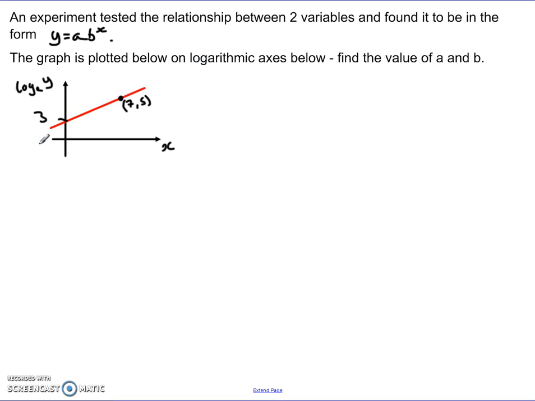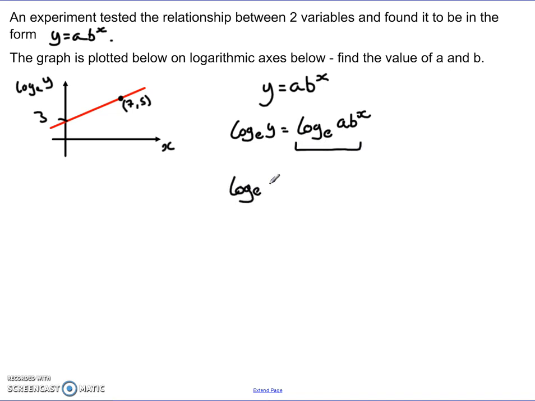So here's the graph. This is what it looks like in a logarithmic axis. And I've got a couple of key bits of information. Now I know y equals ab to the power of x. To manipulate it and get it in the form we want, we take our log to the base e of both sides again. Log to the base e of y equals log to the base e of ab to the x. And I can then manipulate this side again using my rules of logarithms. Doing that, I get log to the base e of y equals log to the base e of b, again, times x, plus log to the base e of a. So I've now got both of those parts here.